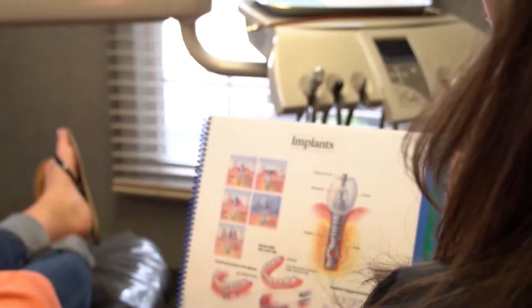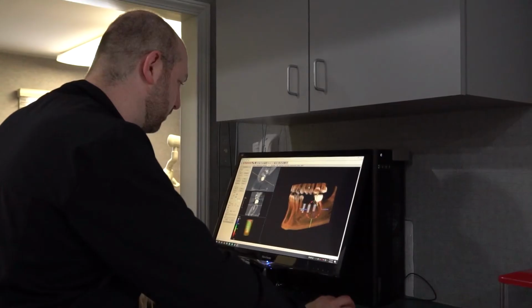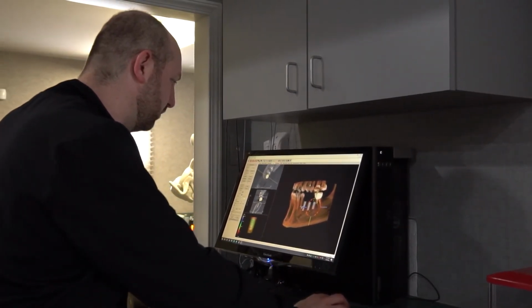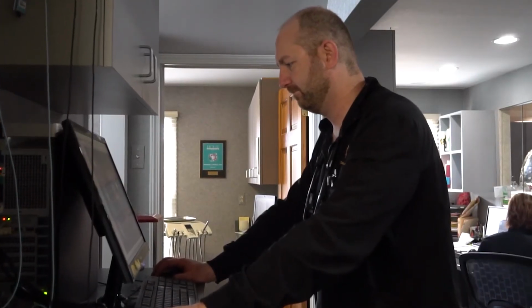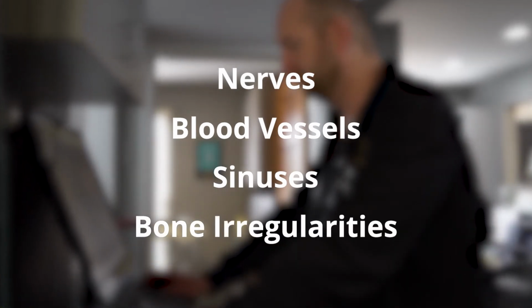Another primary use of CT scans is in surgical treatment planning for dental implants. Since the CT scan offers a 3D view of the patient's jaws, it's extremely useful in visualizing both the height and width of the site where the implant is to be placed, as well as in identifying important anatomical structures such as nerves, blood vessels, sinuses, and irregularities in the bone that will need to be avoided during the implant placement. In addition to that, the software that accompanies the imaging component also allows the treating doctor to perform a virtual surgery prior to performing the surgery on the patient.